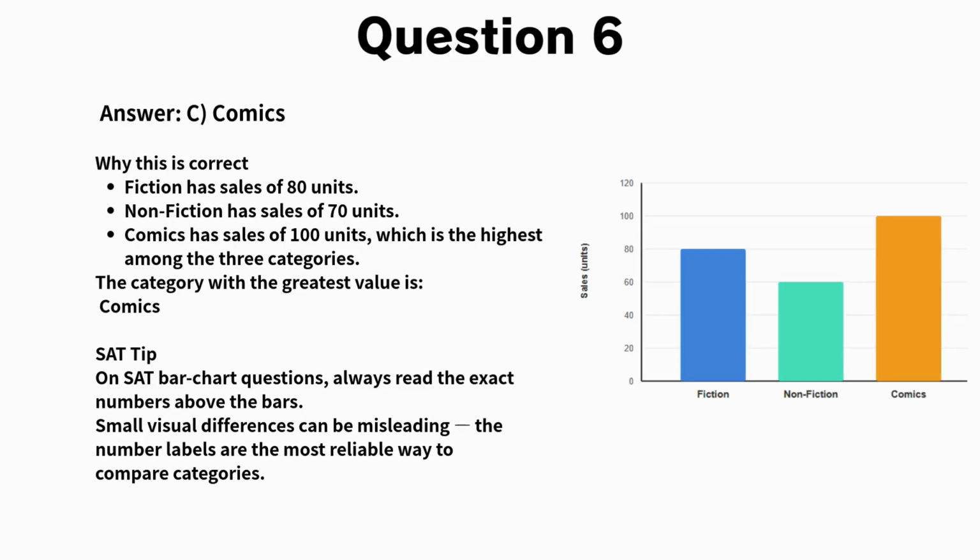The correct answer is C, comics. Let's read the exact values from the chart. Fiction has sales of 80 units. Nonfiction has sales of 60 units. Comics has sales of 100 units, which is the highest among the 3 categories.